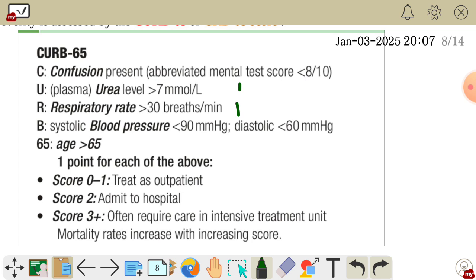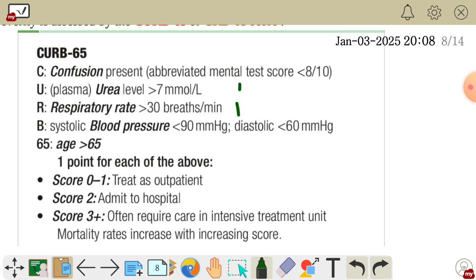Okay, so now if the score is between 0 and 1, then you treat as an outpatient. So you treat the patient at home. And then if the score is 2, you admit to the hospital, but in the general admission setting. And then if the score is 3 or more, this is an emergency, so the patient will be treated in the intensive care unit.